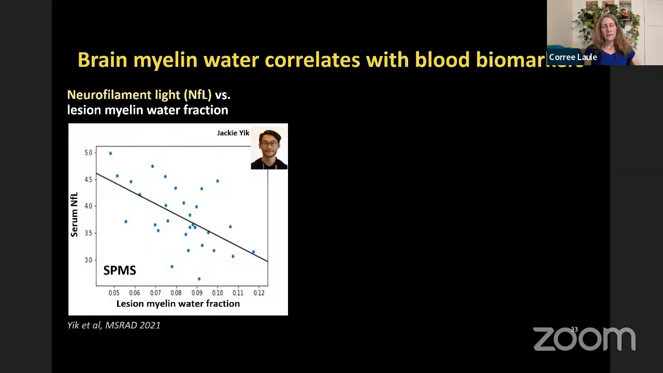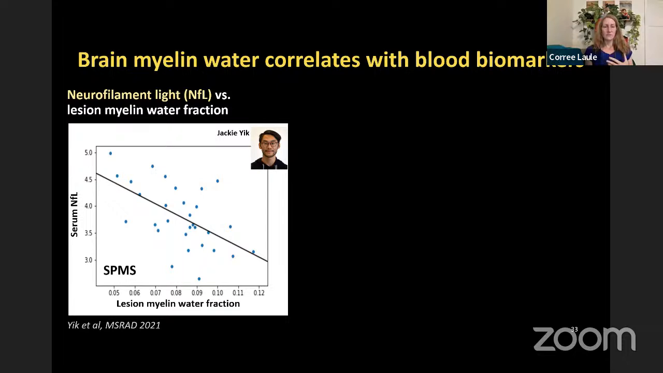In terms of comparing some of these MR measures with things that might be a little bit easier to collect than an MRI scan, we've been doing some work looking at correlations between brain myelin water and blood biomarkers. This is work done by my former master's student, Jackie. He looked at lesion myelin water fraction in relation to neurofilament light. This is a large cohort study that we did looking at different subgroups of MS.